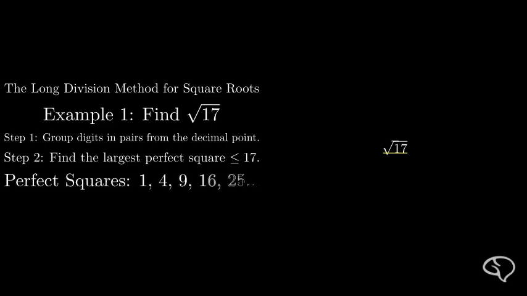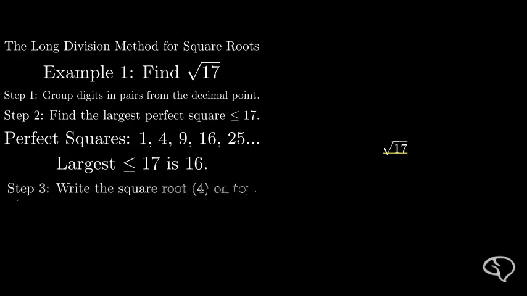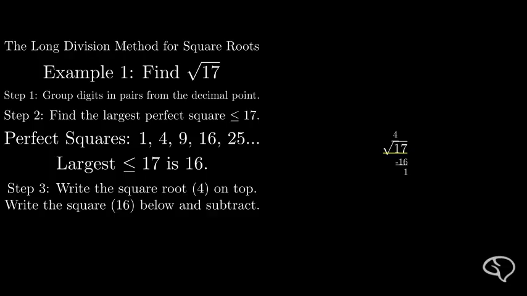Step 2 is to find the largest perfect square that is less than or equal to our first group, which is 17. The perfect squares are 1, 4, 9, 16, 25, and so on. The largest one less than or equal to 17 is 16. Step 3 is to write the square root of that perfect square, which is 4, on top. This is the first digit of our answer. Then, we write the perfect square, 16, below the 17 and subtract. 17 minus 16 is 1.